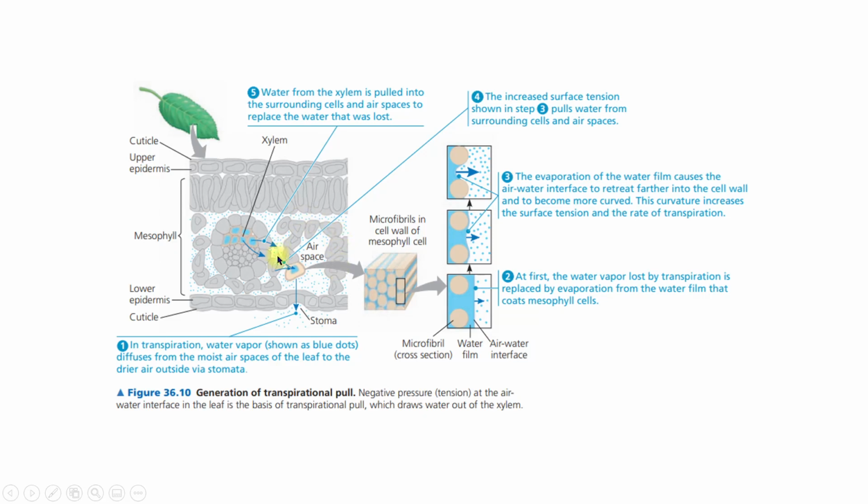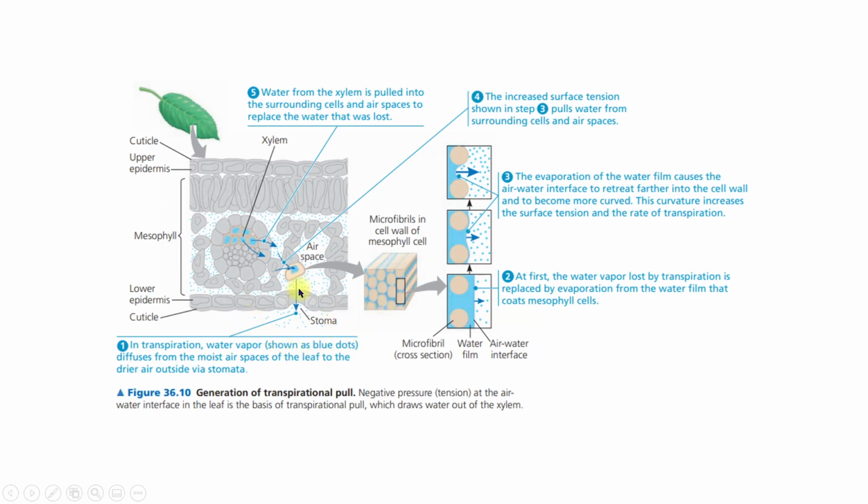So now in transpiration, what happened? The water vapor will diffuse from the moist air spaces. This is the air spaces. So this water will diffuse out from this air space as water vapor into the stomata or stomatal pore. Why? Because of the drier air outside the leaves.